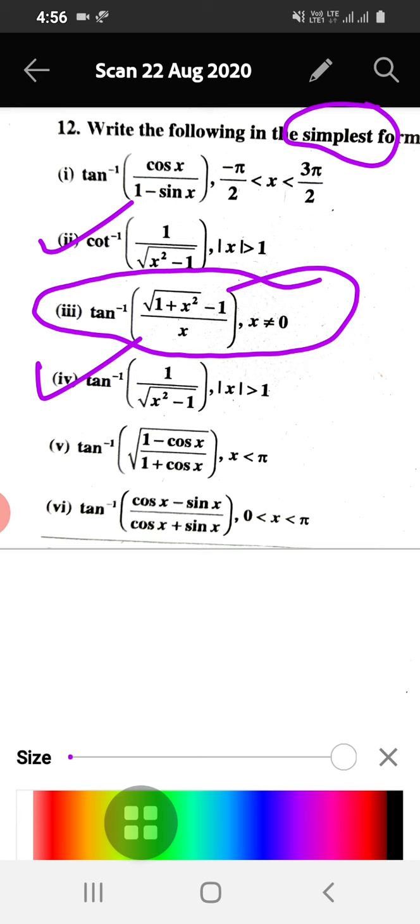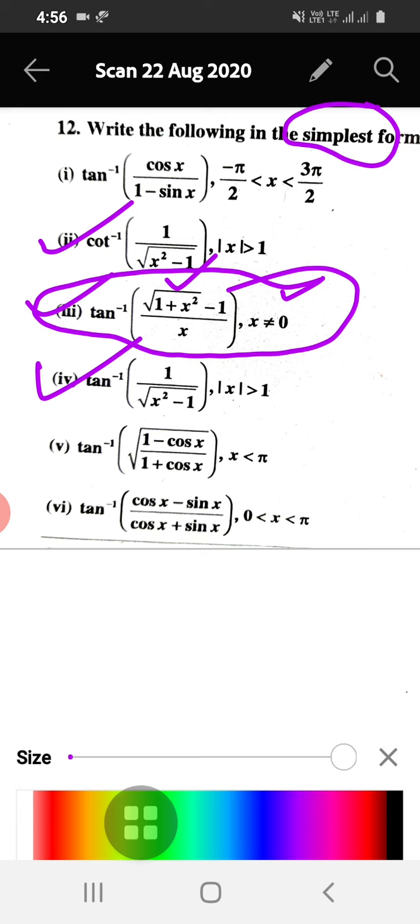See what the example says: tan inverse of square root of 1 plus x square minus 1, whole divided by x. Of course, the denominator x is not equal to 0. So we have to write this expression in simplest form. So I am going to solve this third example in this class.